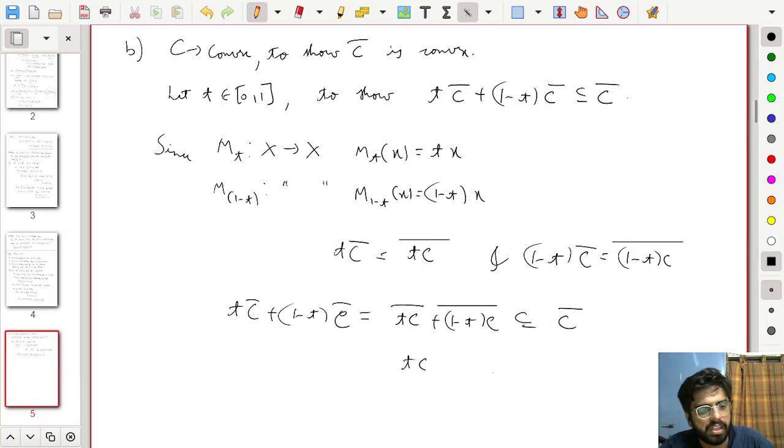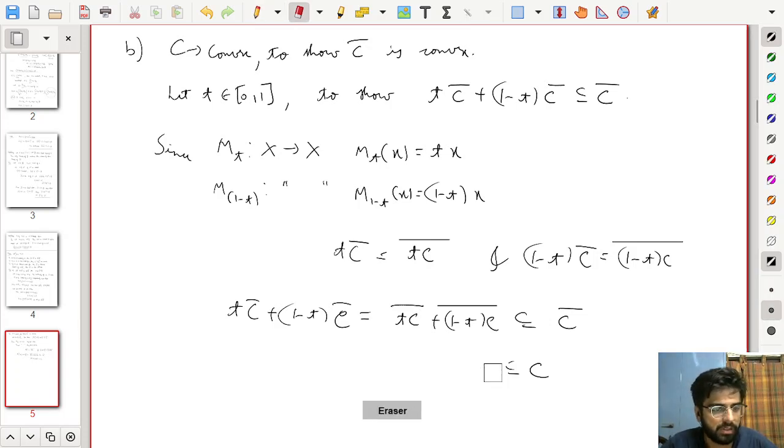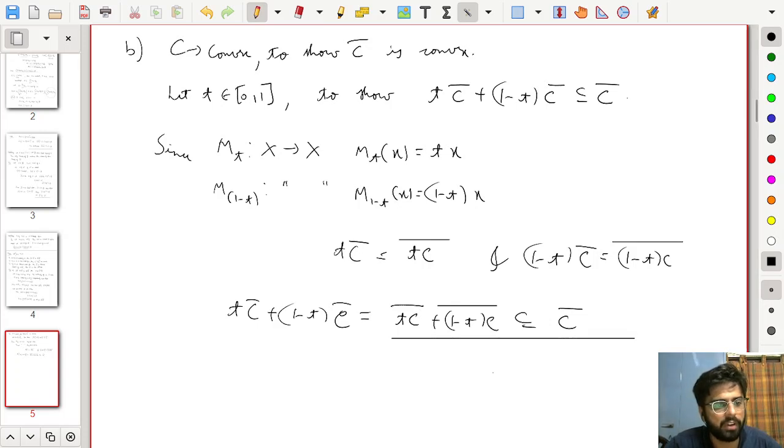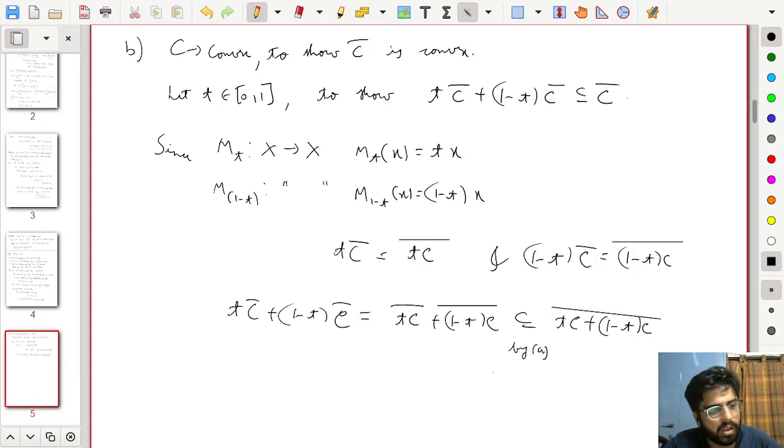Sorry, the containment in C closure follows from A, right? Let me show how. This is contained in the closure of tC plus (1 minus t)C by A, and since C is convex, tC plus (1 minus t)C is contained in C, hence we get this is contained in C closure. So we showed that if C is convex, then C closure is convex.